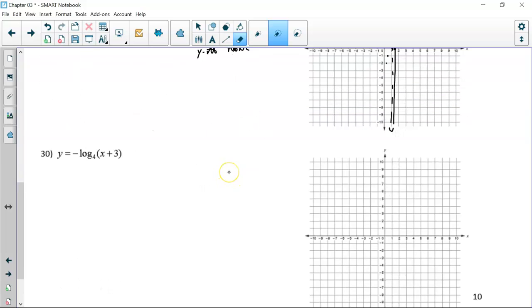Number 30 is a more challenging problem. Y equals the log base 4 of x. So that means it's going to be 4 to the y equals x.